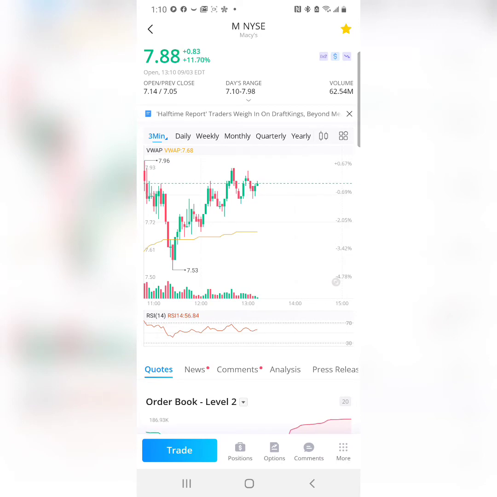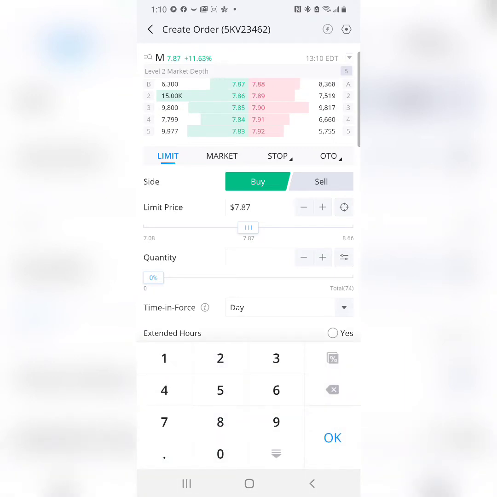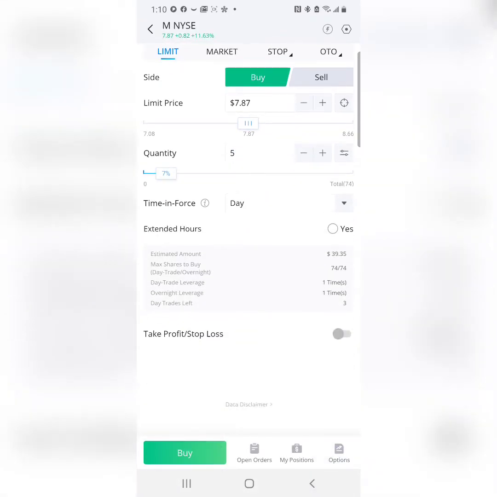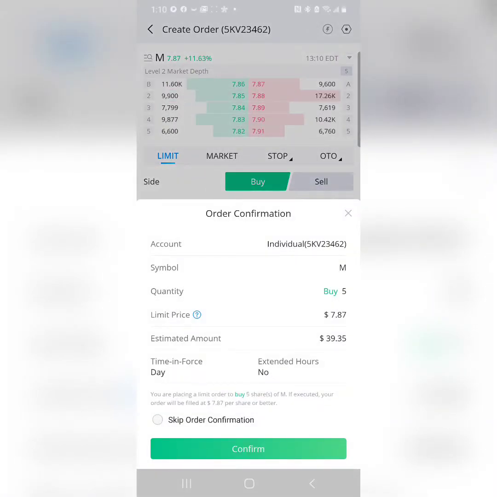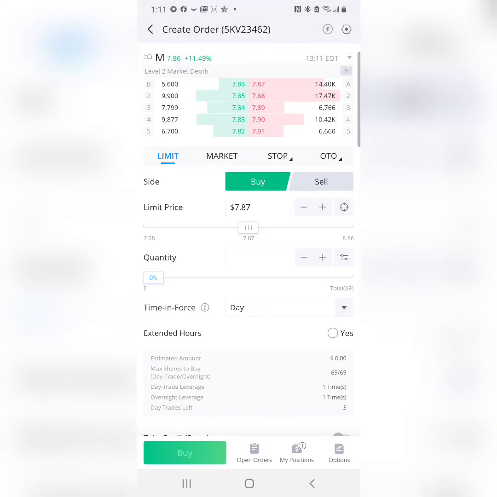So let's say I want to buy 10 shares. What I'm gonna do is I hit trade. We're gonna do a limit buy first, and a limit buy is I put the price that I want to buy it at. So I'm gonna just do 5 shares because I want to show you a limit and a market. So I put in a limit buy. It's not after hours, so I don't need to click the after hours. And then I just hit buy. And it will give me an order confirmation. So the limit price that I put it at was $7.87, and it immediately hit. It actually started to go down.